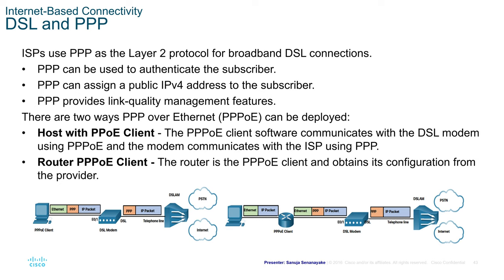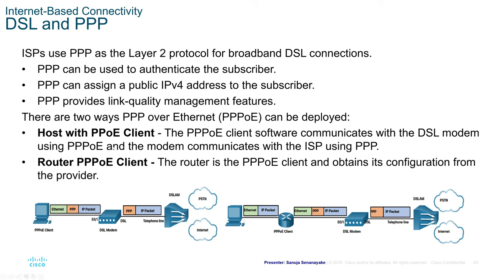DSL and PPP. ISPs use PPP as the layer 2 protocol for broadband DSL connections. PPP can be used to authenticate the subscriber. It can assign a public IPv4 address to the subscriber, and it can provide link quality management features. There are two ways PPP over Ethernet, also known as PPPoE, can be deployed.